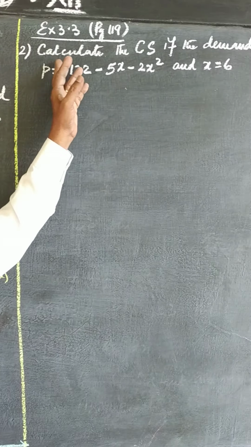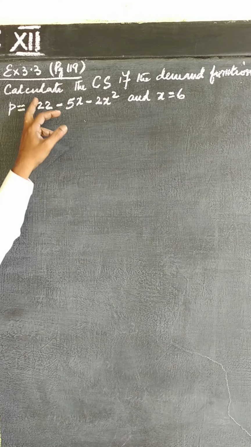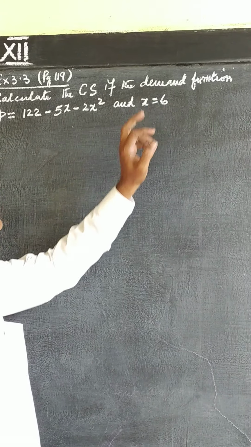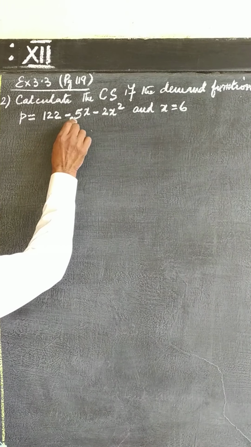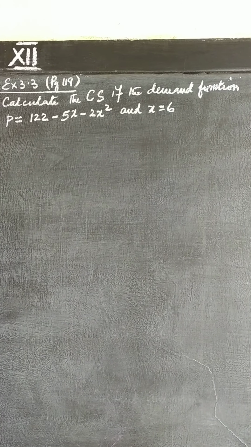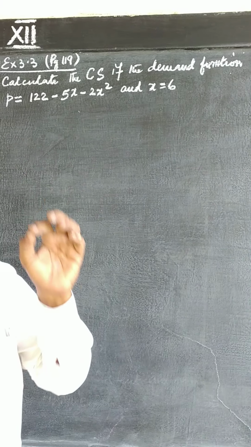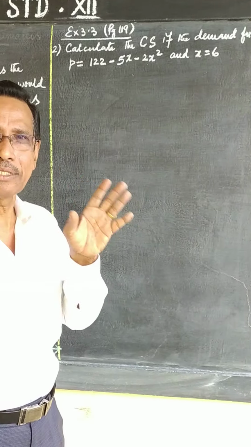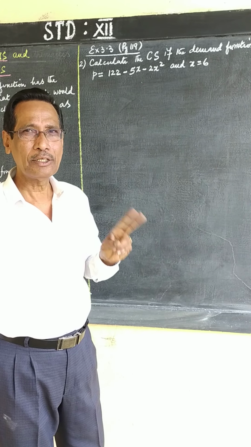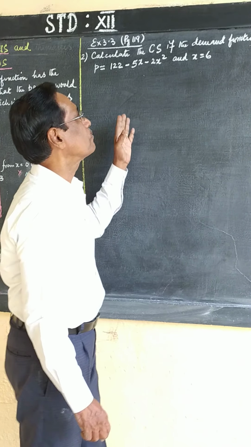Now we shall take the problems from exercise 3.3 in page number 119. Calculate the consumer surplus if the demand function P is equal to 122 minus 5x minus 2x square and x is equal to 6. But in consumer surplus or producer surplus, x naught should always be positive. You may also get sometimes negative values for x. You may get two values for x, one may be negative, one may be positive. You have to take only positive values for x naught.